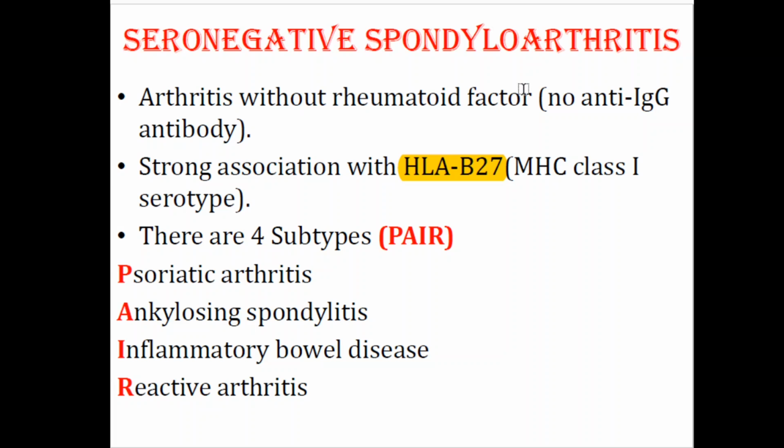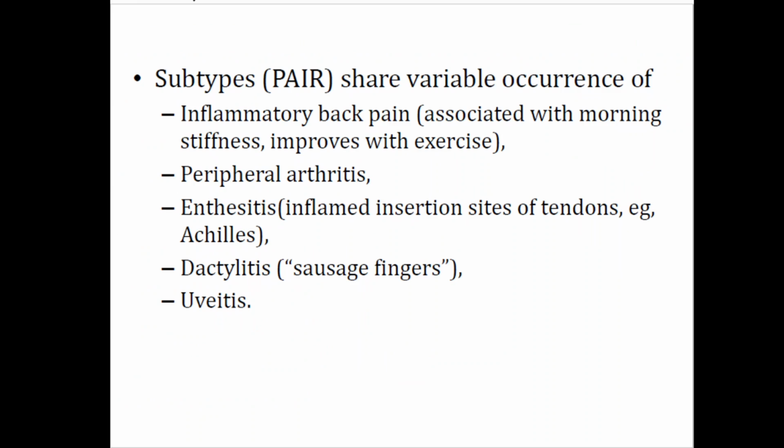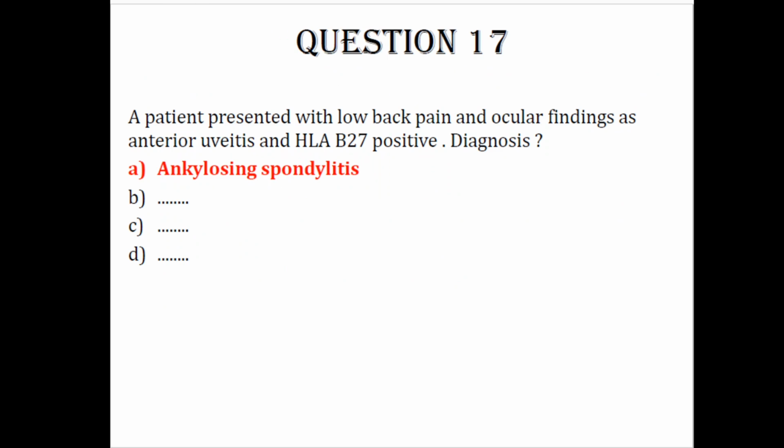And there are four subtypes of seronegative spondyloarthropathies. There is this mnemonic called PAIR. P stands for psoriatic arthritis, A stands for ankylosing spondylitis, I stands for inflammatory bowel disease such as Crohn's disease or ulcerative colitis, and R stands for reactive arthritis. Students have mentioned that ankylosing spondylitis was mentioned in the question. So what would be the answer of this? The answer will be ankylosing spondylitis.